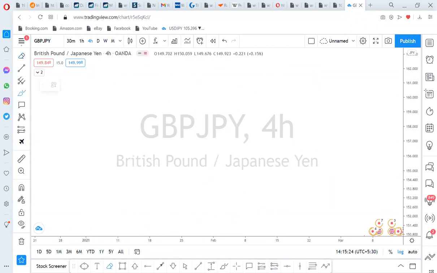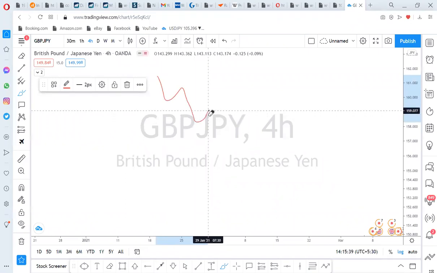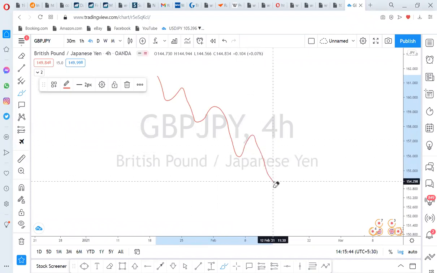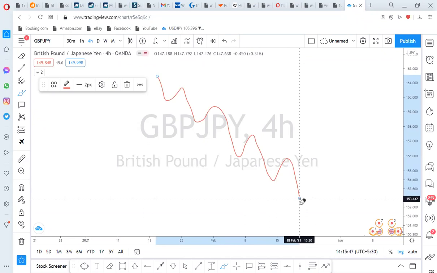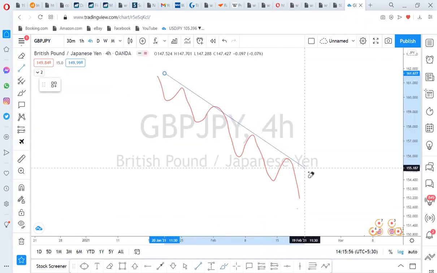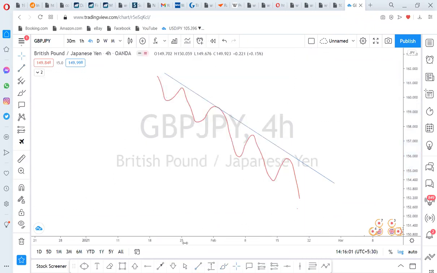Okay, so in a downtrend, this is the fashion the market moves in a downtrend. Pardon my drawings. Okay, so this is how the market moves in a downtrend fashion. So we've been able to identify the flow of the market.